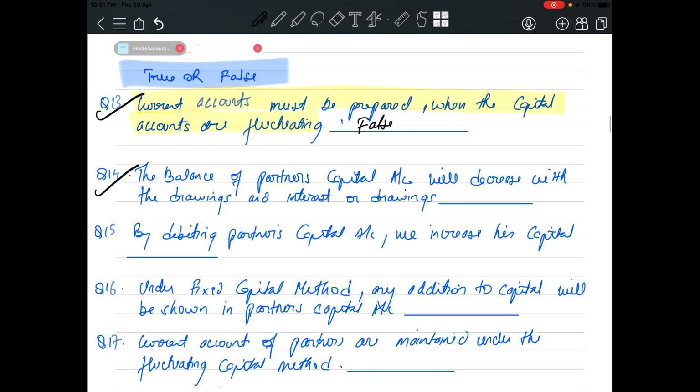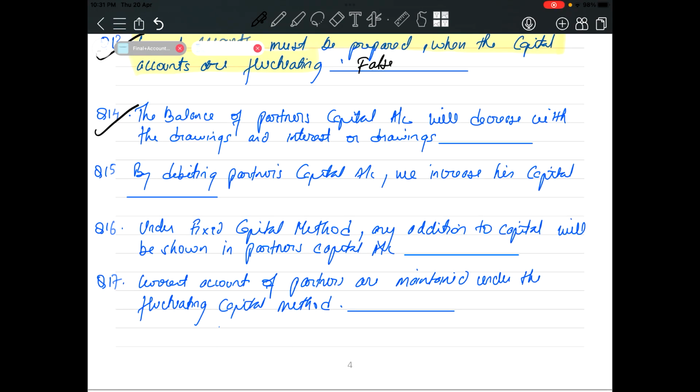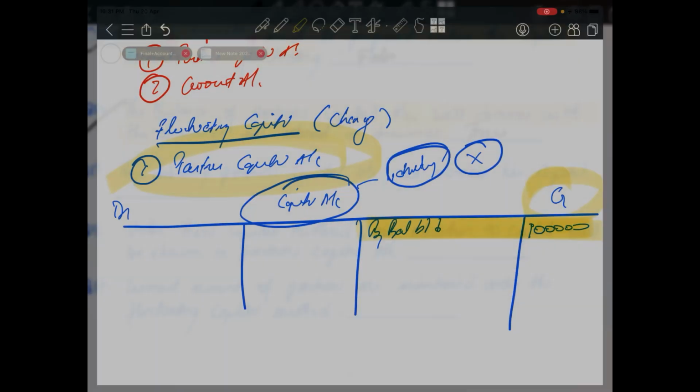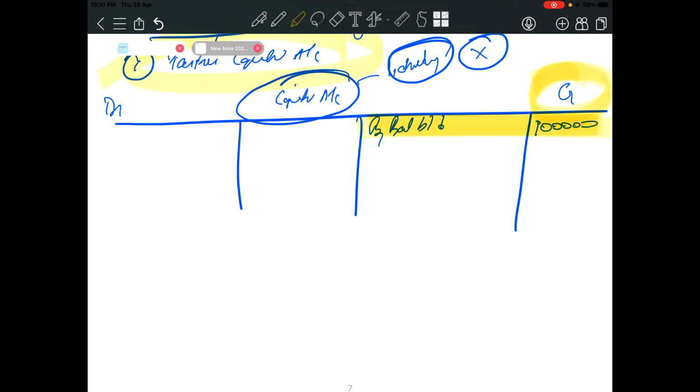Okay, come to question number 14. The balance of the partners' capital account will decrease with the drawings and interest on drawings. Is this true? Yes, the answer is true. Why? Simply because, see, if this is the balance, it will have a credit balance. If you withdraw, where will the drawings amount come? To drawings, to interest on drawings. So this will be on the debit side, and this will reduce the balance of the capital account. So the statement is true.